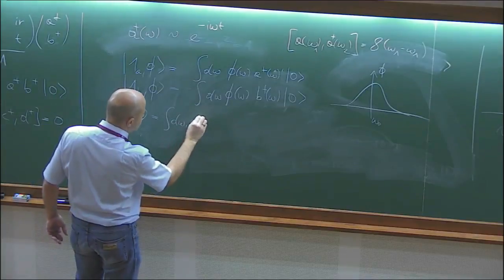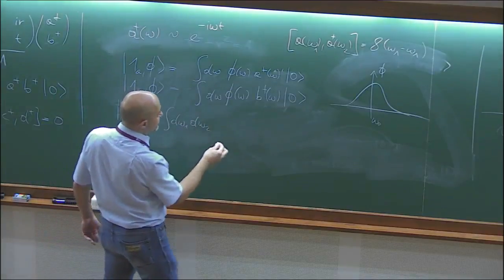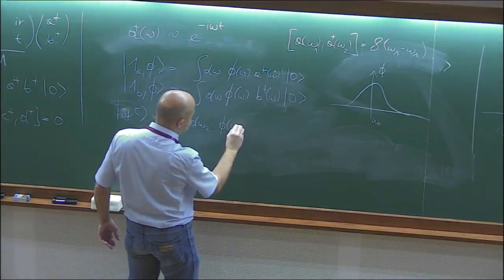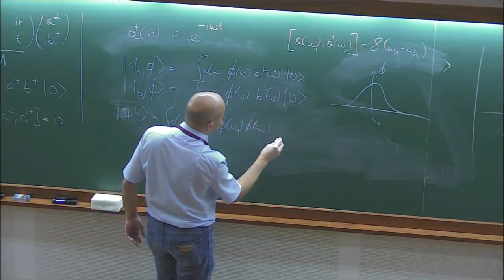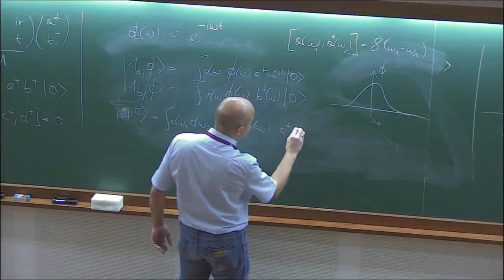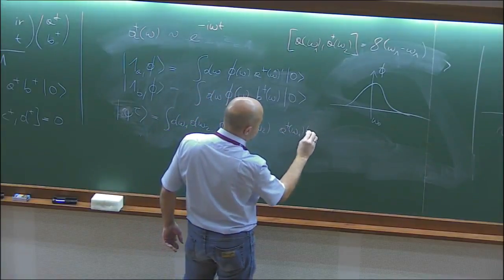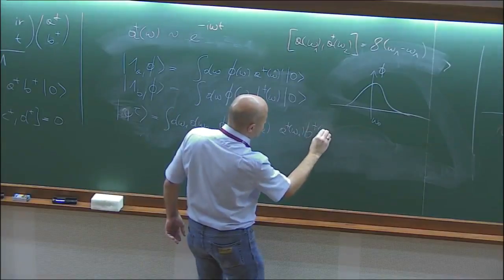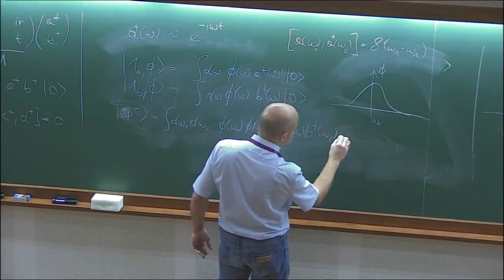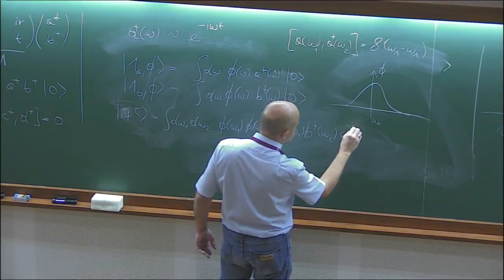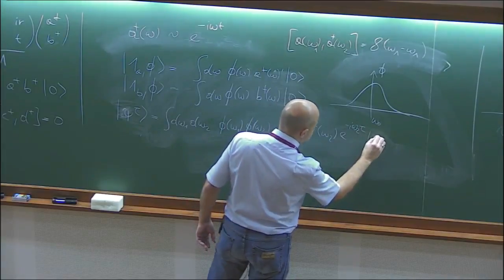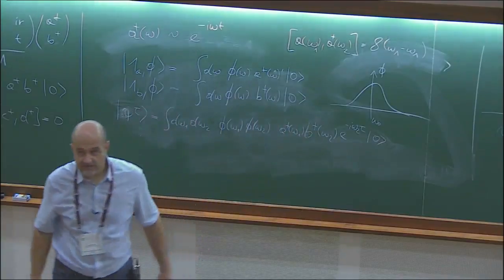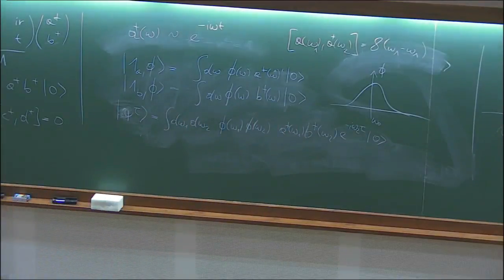the integral over omega 1, omega 2 of phi of omega 1, phi of omega 2, A dagger omega 1, B dagger omega 2, and then an e to the minus i omega 2 tau, which means that I shift the B by some time tau.